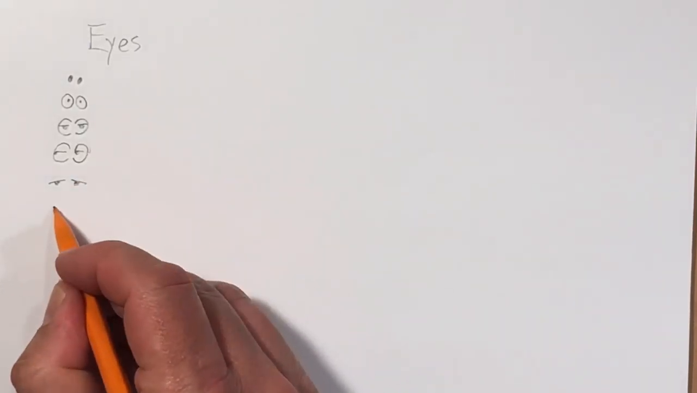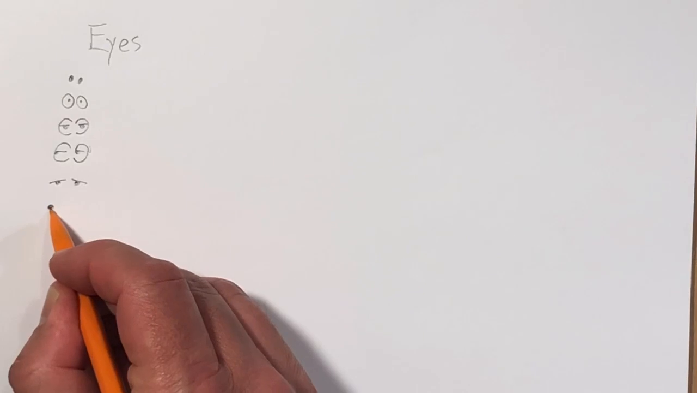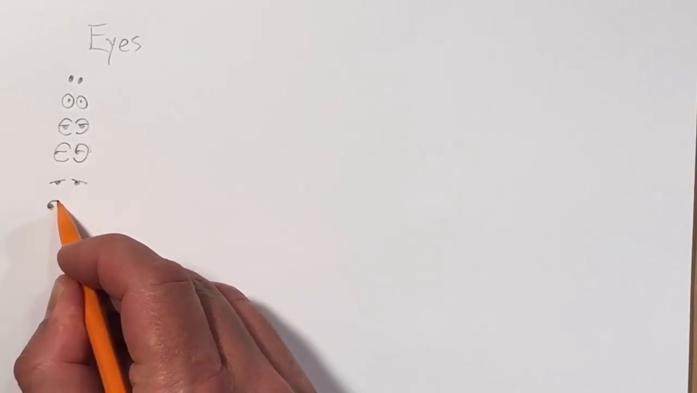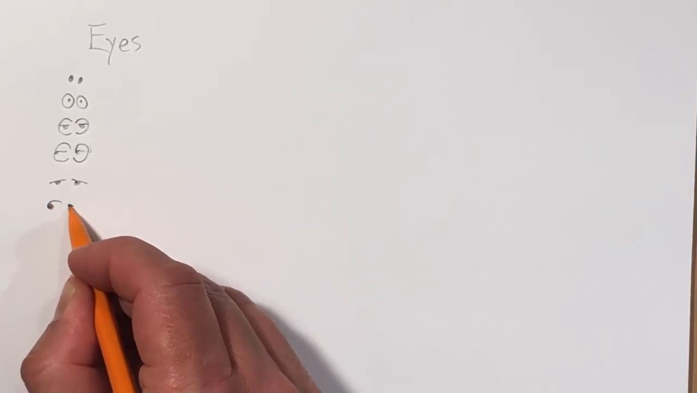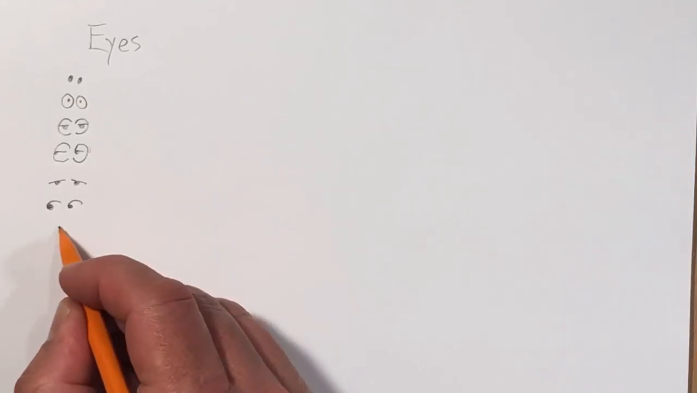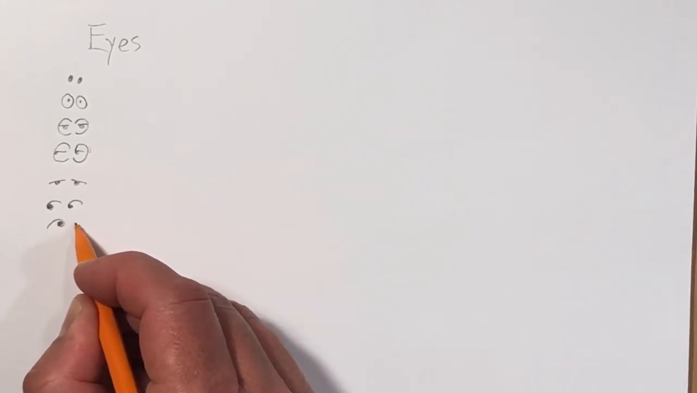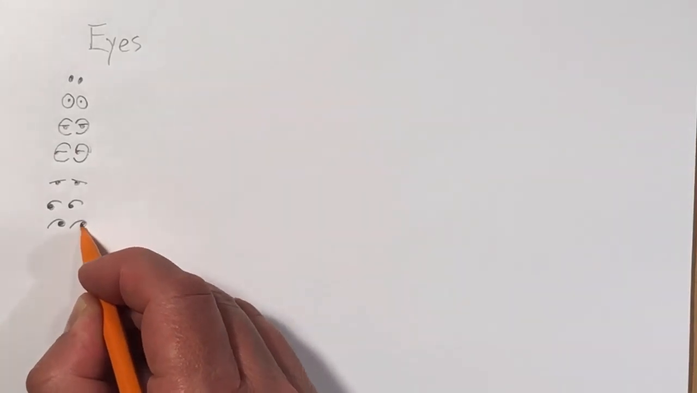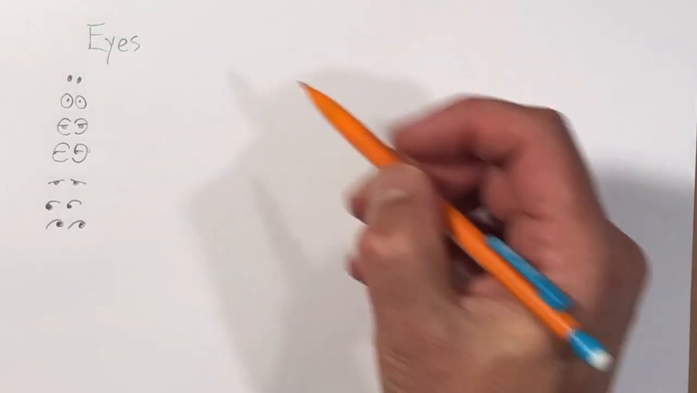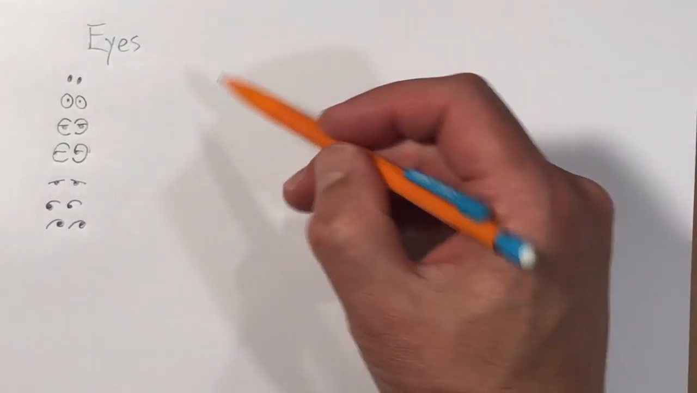You could put a couple of sideways sixes with a dot instead of a circle, looking that way. I guess there'd be nines looking this way. So there's all sorts of different ways you can make your eyes. So let's go ahead and combine these two things here.